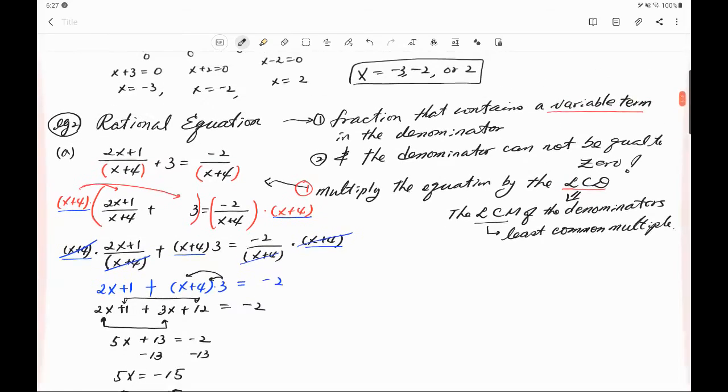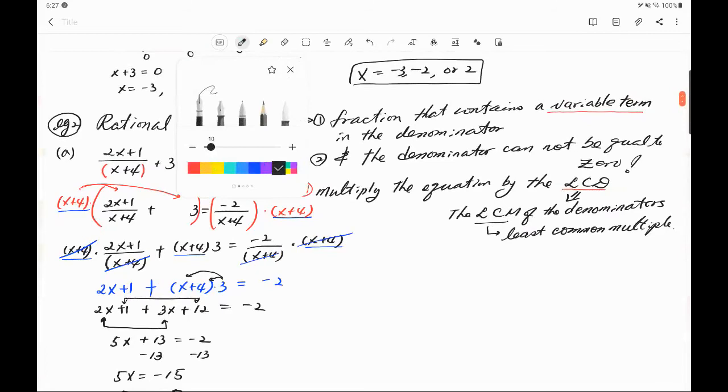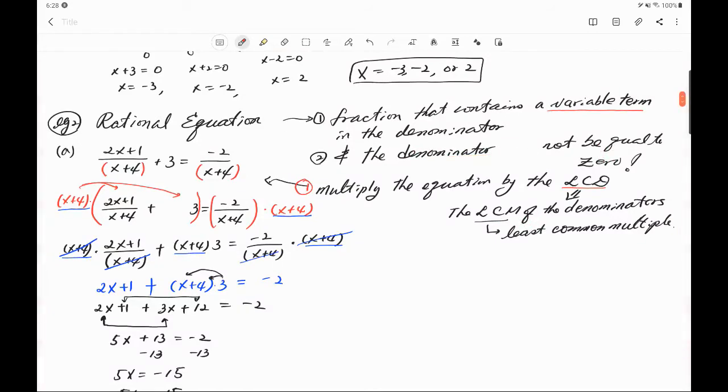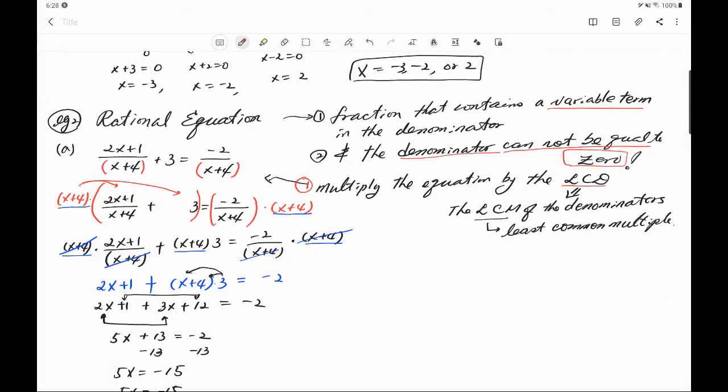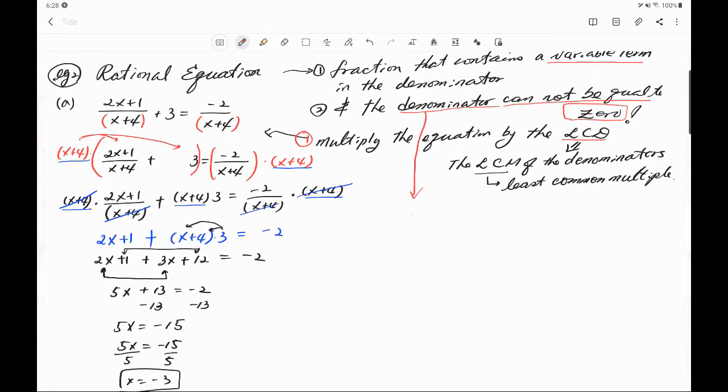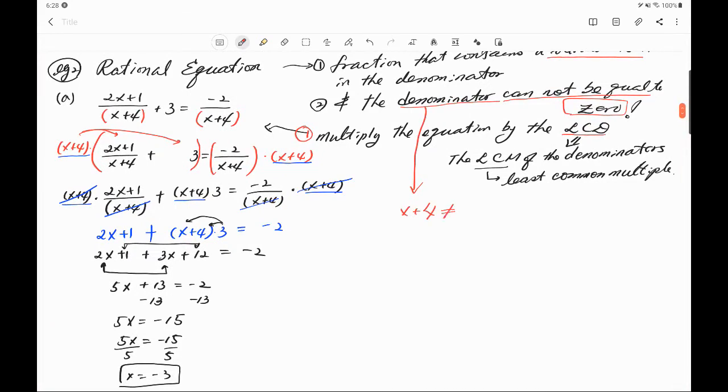Do you remember this part? The denominator cannot be equal to 0. The denominator cannot be equal to 0, right? Cannot be equal to 0. So check. So this means x plus 4 cannot be equal to 0. So x cannot be equal to negative 4.